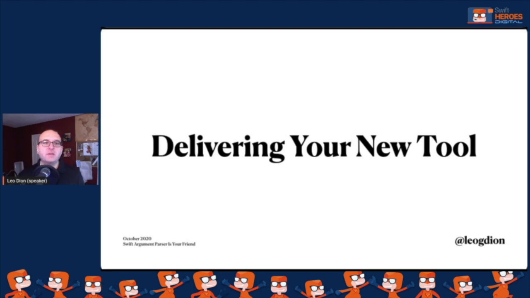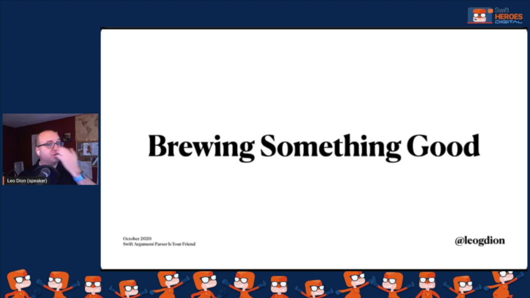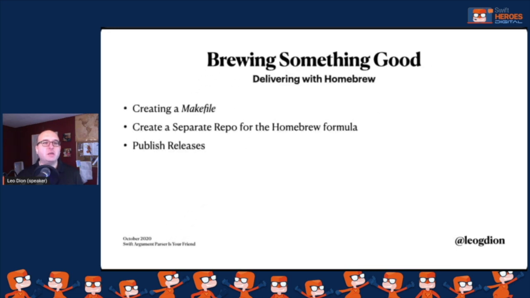So now you've built a command line tool using Swift Package Manager or Xcode. How do you deliver this to your users? One thing, especially if this is publicly available, you can use Homebrew, which is pretty popular. Homebrew has a few complications though, because you're going to need to create a makefile of some sort, or some way you can build the application using Homebrew. And then you need to create a separate repo for the Homebrew formula. And then you've got to make sure you publish each release and update your Homebrew formula every single time.